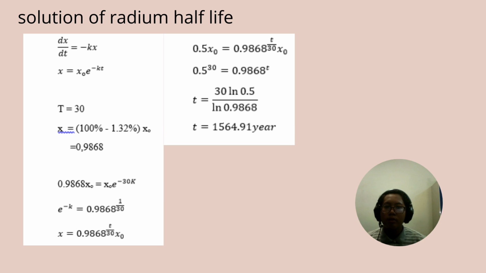Then we change the fraction, and we get 0.5 to the power of 30 equals 0.9868 to the power of t. We take the ln of both sides to get t, so t equals 30 ln 0.5 over ln 0.9868. So the answer is t equals 1564.91 years. That's all for me.